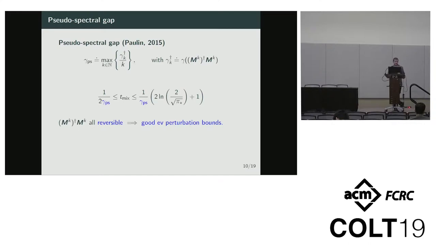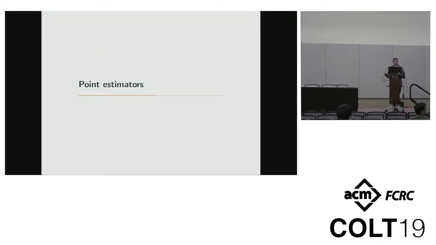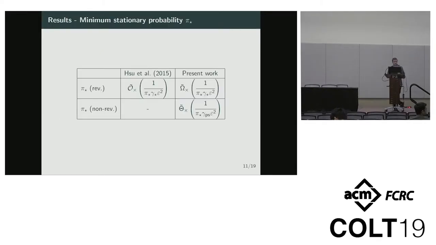Moreover, all of these multiplicative reversibilizations are reversible, so you get good perturbation bounds, at least at the first step of the approximation. And you've reduced the problem to estimating two new quantities now. The drawback is that this new quantity is defined as a maximum over all integers, which isn't usually a good thing. So here are the results.